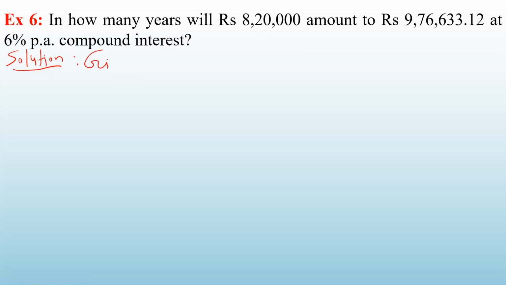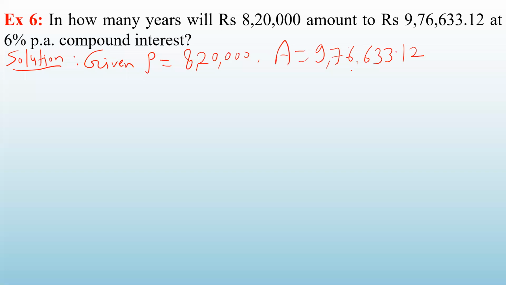So write down here, given: principal P is equal to 8,20,000. Okay. And what is the value of A? Amount is 9,76,633.12. Okay. At 6% rate of interest. So R is also given to you. And what is asked to you here? You are asked to calculate the value of n. In how many years? You are asked to find out n. So let us apply the formula.